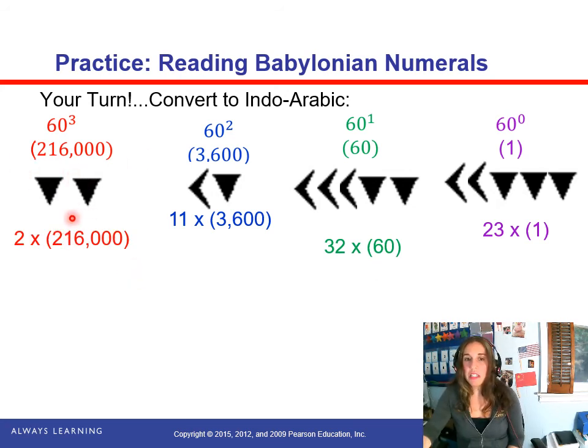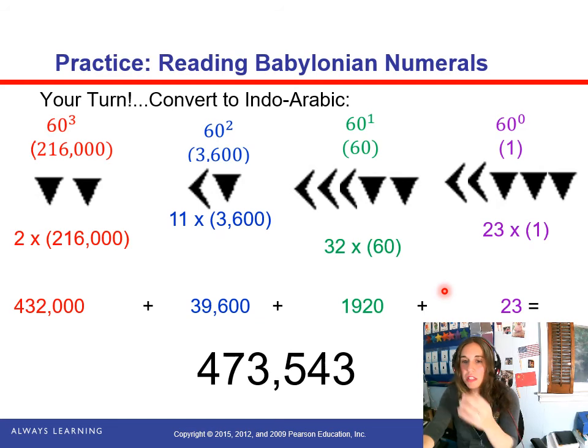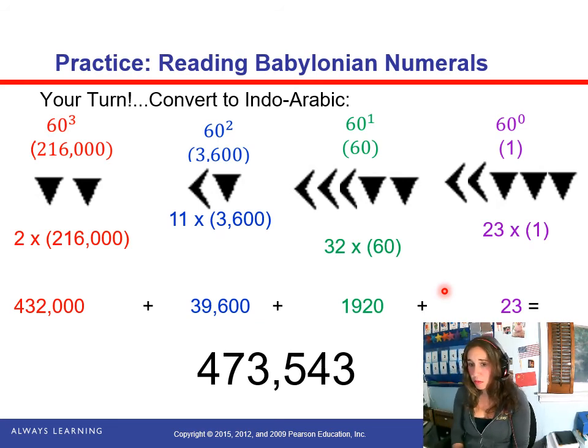So now I need to multiply these out and see what I get. So 2 times 216,000 is 432,000. 11 times 3,600 is 39,600. 32 times 60 is 1,920. And 23 times 1 is 23. When I add them all together, I get a value of 473,543.